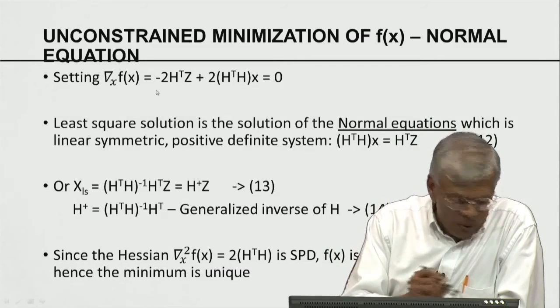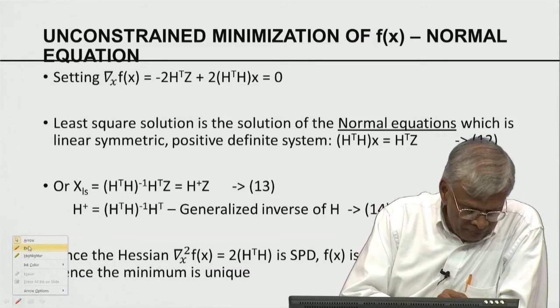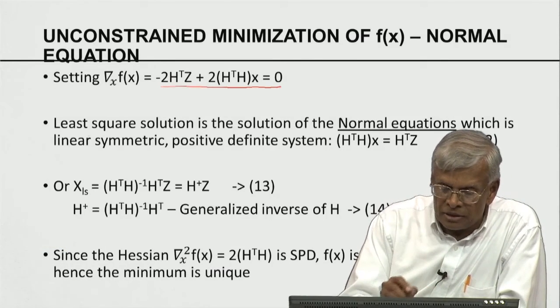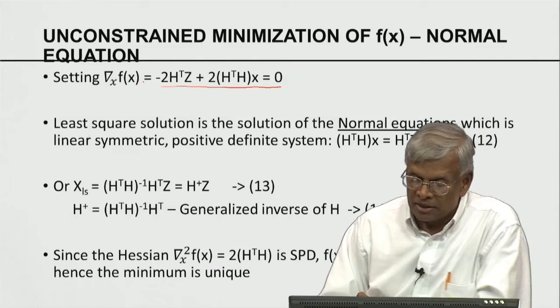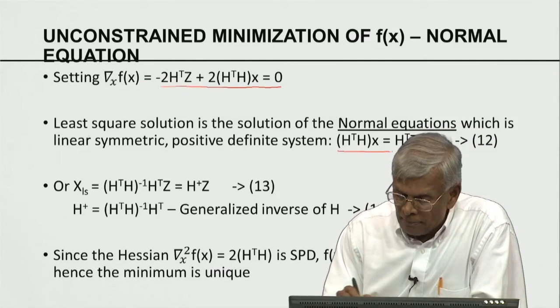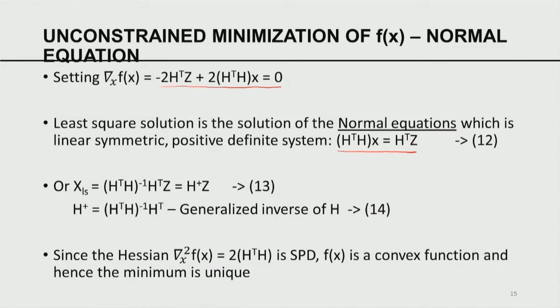So, by equating the gradient to 0, I get this, so I can transfer the negative term to the other side and cancel 2. So, the optimal solution is given by the solution of a linear system, H transpose H x equals H transpose z. Now, please understand, H transpose H is an n by n matrix, H transpose z is an n by 1 vector, and x is also an n by 1 vector. So, we are called upon to solve a symmetric positive definite system.